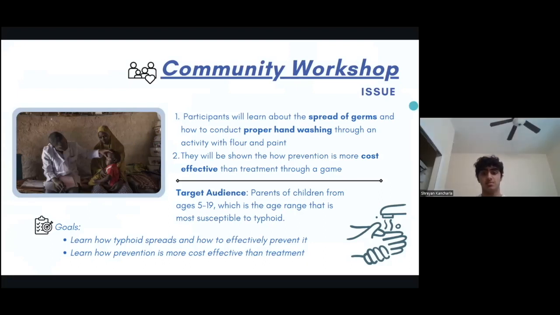Our community workshop aims to teach the participants about the spread of germs and also how to conduct proper hand washing through an activity using flour and paint. The participants will be shown how prevention is more cost-effective than treatment through a game.